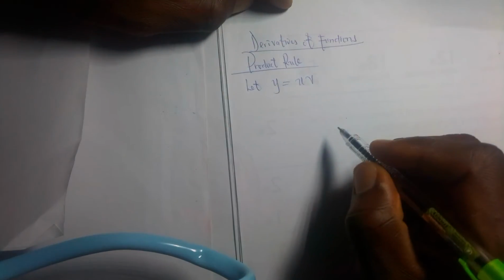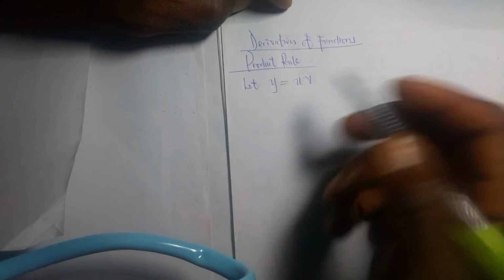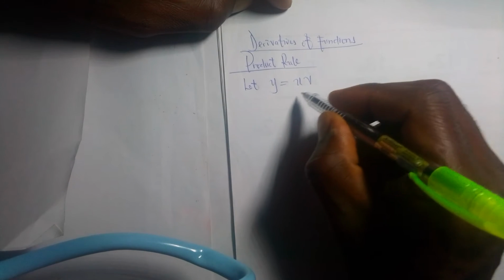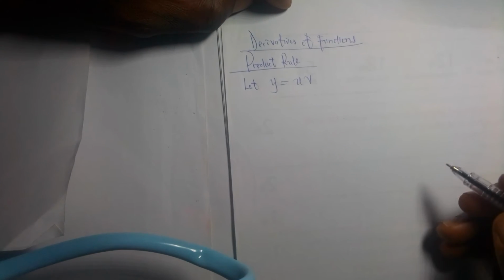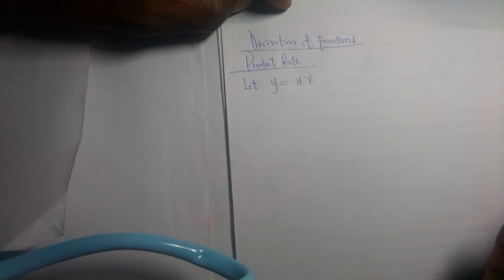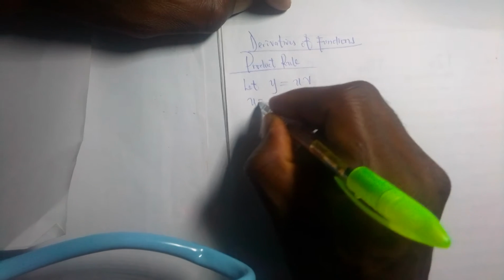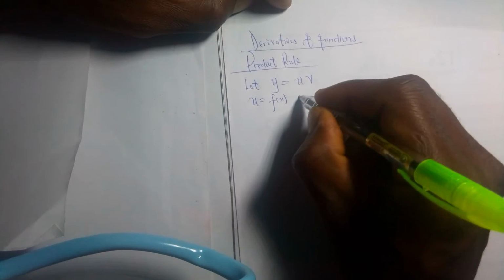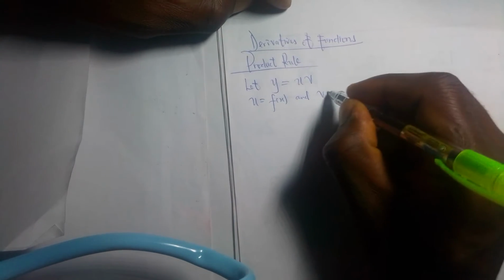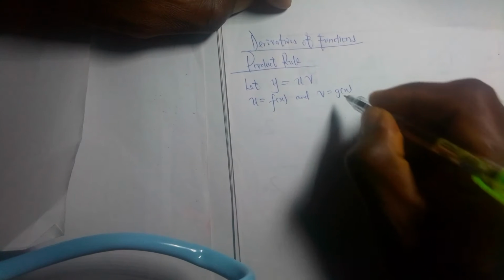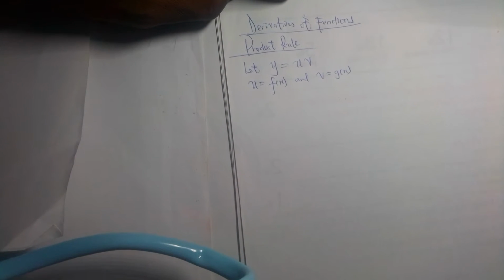So we say that let y be equal to uv. uv means u times v, where both u and v are functions of x, meaning that u is equal to a function of x and v is equal to another function of x. We have dealt with what functions mean in our previous video.